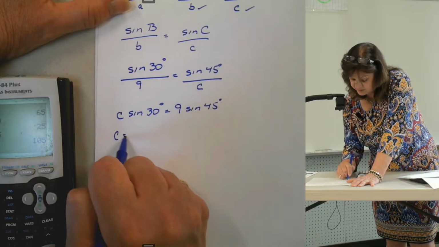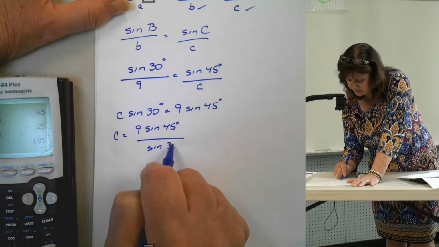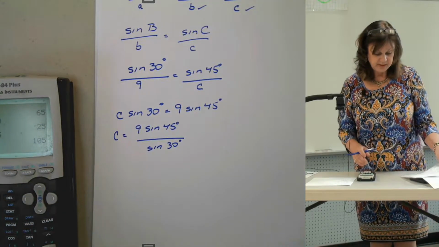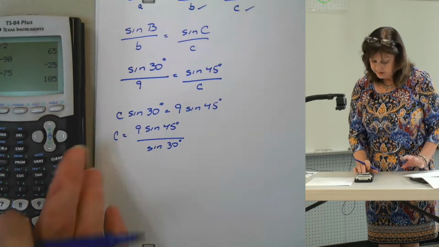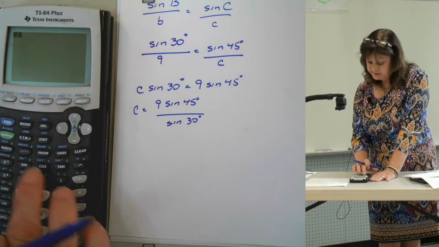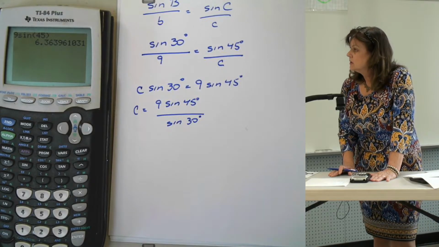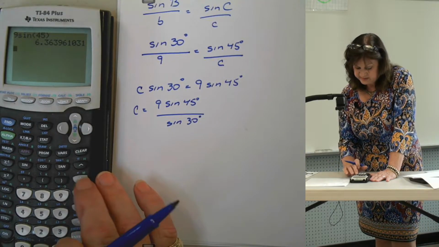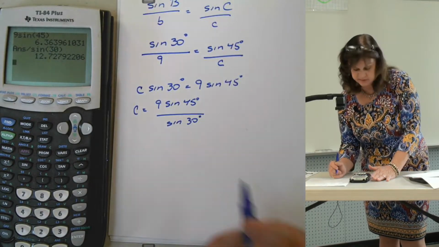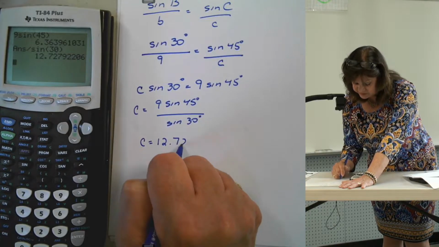Or C is equal to 9 sine 45 over sine 30. Okay, so here we go. Am I on the screen? I am not. So 9 sine 45. I would evaluate that before you divide it, because sometimes the calculator reads things differently than you'd like it to be read. Divided by sine 30, which of course is 1/2, so it's going to be times 2. So side length C is 12.727.